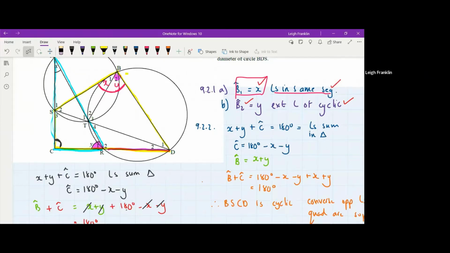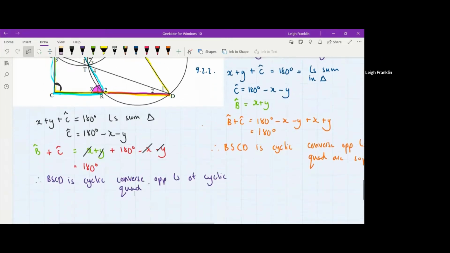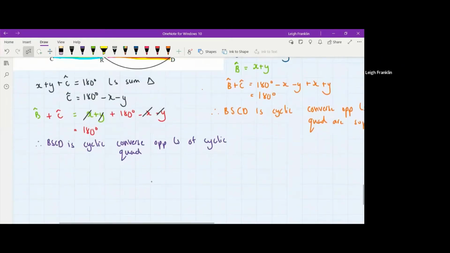Please go back to the reason again. I just want to quickly see it again. Converse opposite angles of a cyclic quad. Thank you. Okay, no problem, Sitemi.